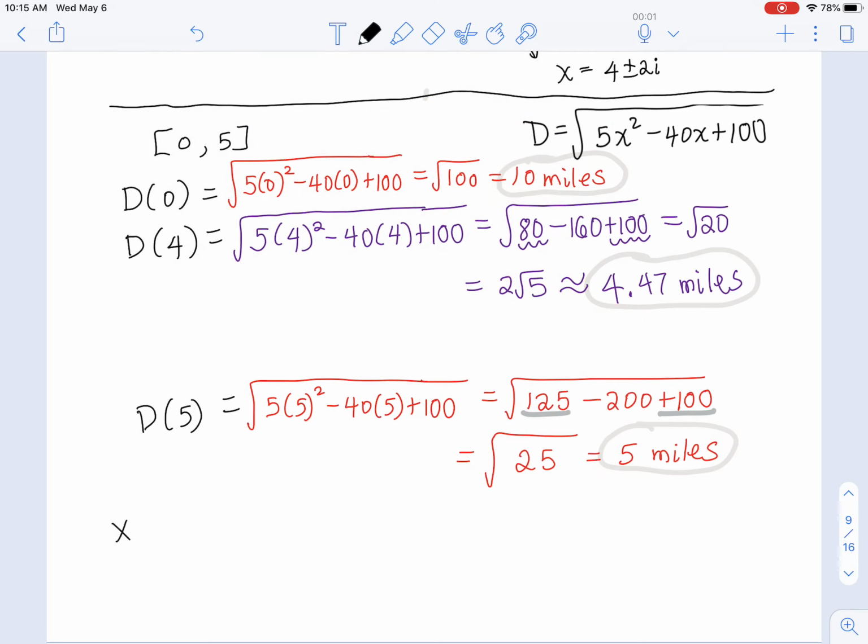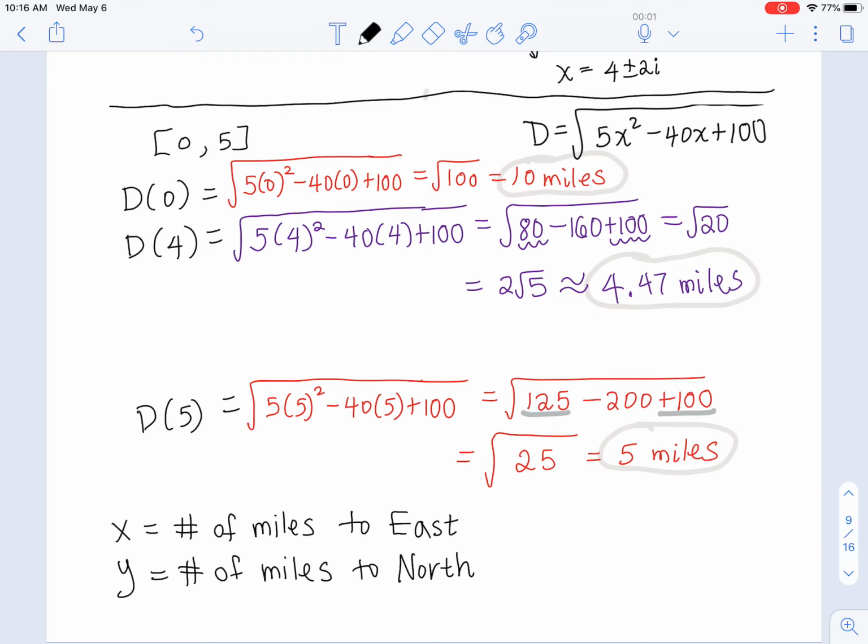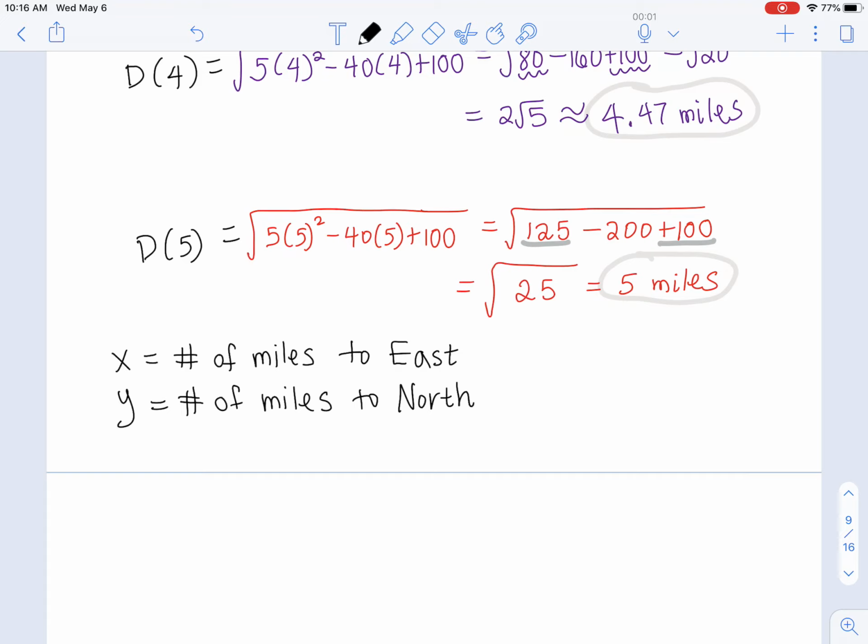X is 4. So what does X stand for? X stands for the number of miles to the east, right? The number of miles to east. Y stands for number of miles to north. I don't know if my grammar is okay. So the number of miles to east will be 4 miles to east.